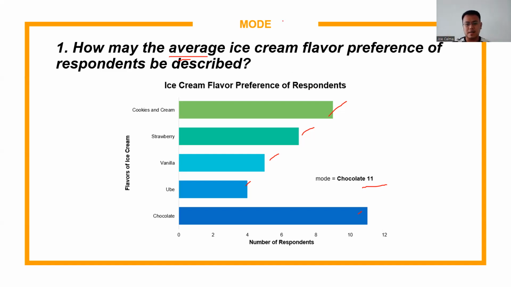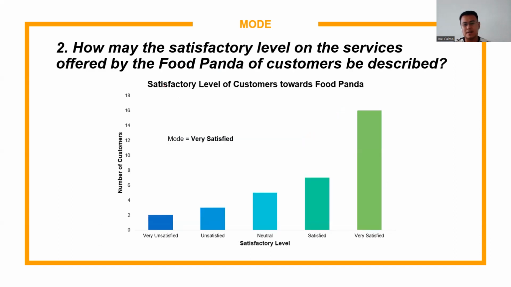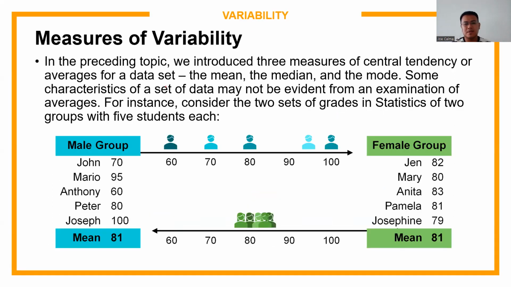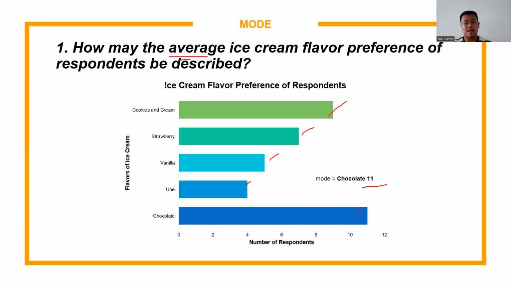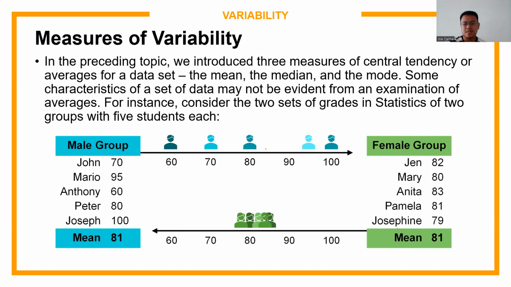Okay? I think wala. So that's another example. That's one. So that's it. That's the three different measures of central tendency. Okay. Are you with me pa ba? Yes, sir. Yes po, sir. So moving on with the measures of variability.